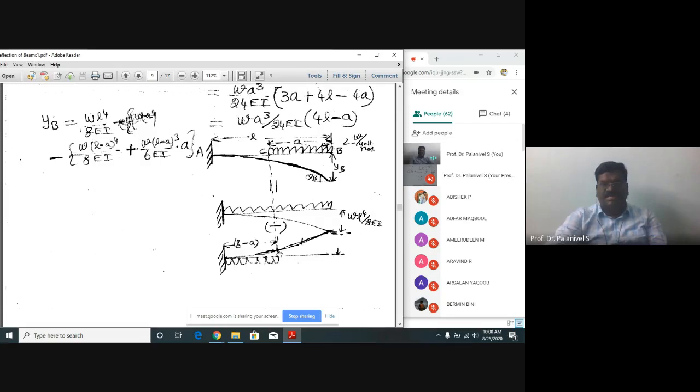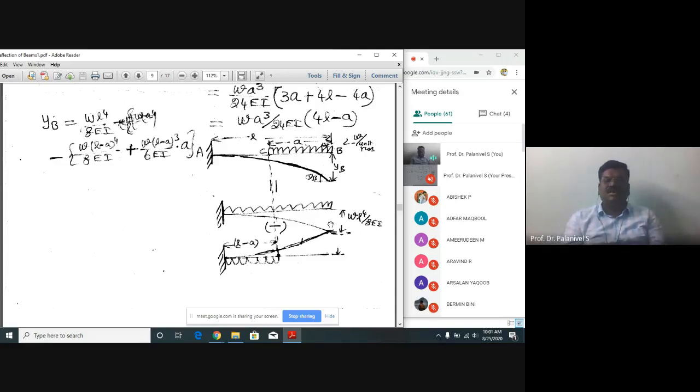minus this case. This deflection you have to deduct. How to deduct? The deflection here is W (L minus A) power 4 by 8, this is L minus A, plus the rotation here, the slope here, which is W (L minus A) whole cube by 6A, into this length, which is A. This way it should be done.